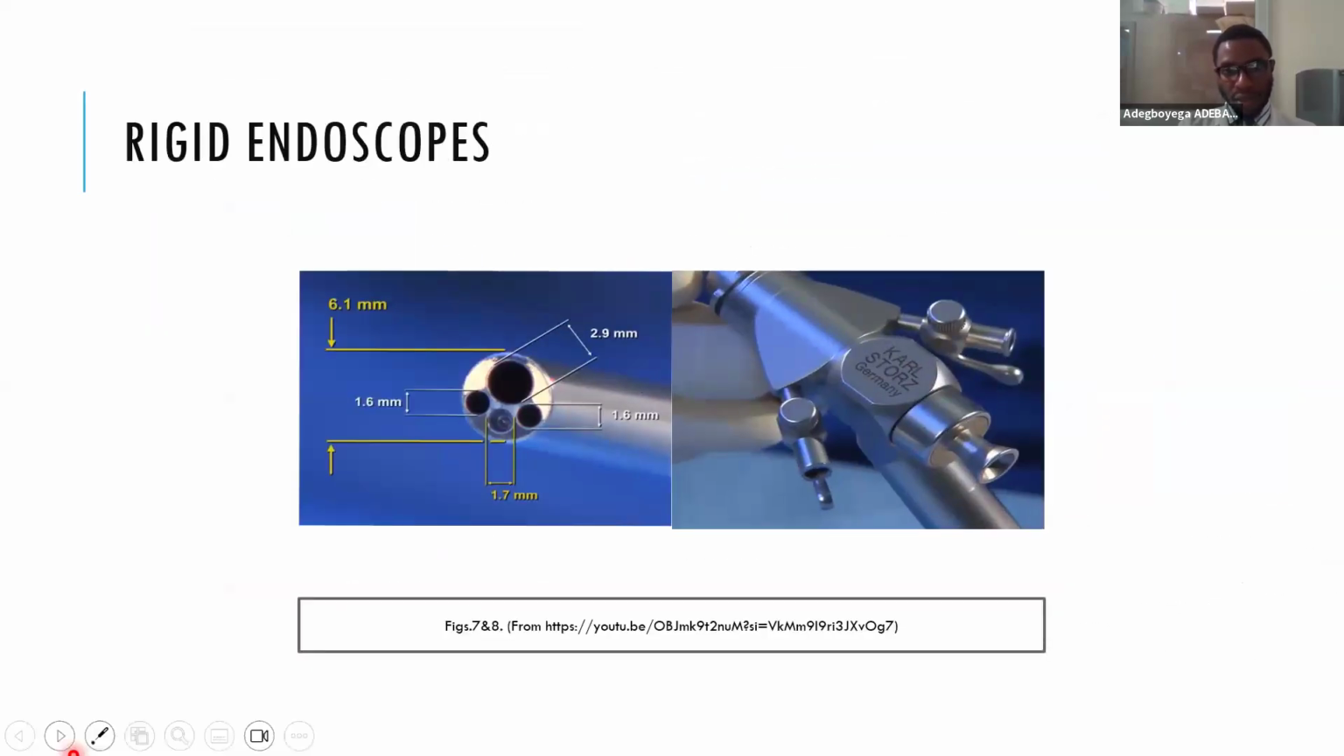These pictures depict the two ends of a rigid endoscope. The first image shows a 2.9 millimeter main working channel for instruments and two 1.6 millimeter side channels. This is a 1.7 millimeter objective rod lens. The second image shows the entrance into the working channels. These are the two entrances into the small working channels, and this is the entrance into the main working channel.